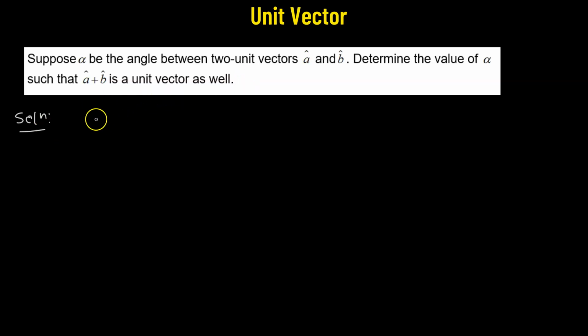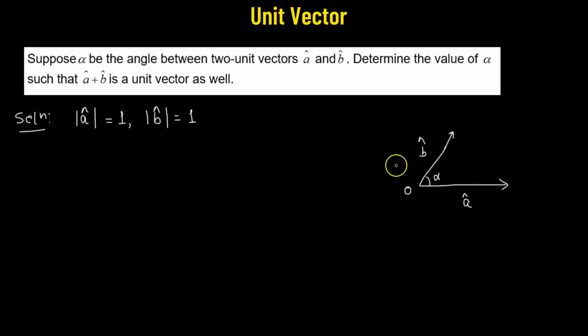We have two unit vectors, so that means the absolute value or the magnitude of unit vector a will be equal to 1. The magnitude of unit vector b is also going to be equal to 1. Then it's said that alpha is the angle between two vectors. So let's say we have a unit vector a and another unit vector b, coterminous at a point, let's say O. So both of them are inclined at an angle of alpha with each other.